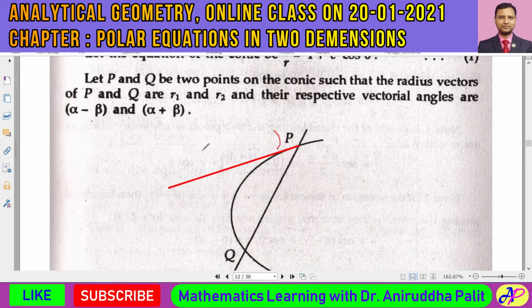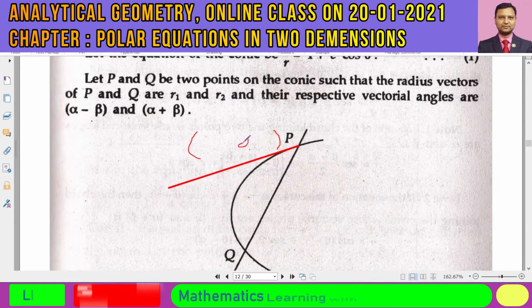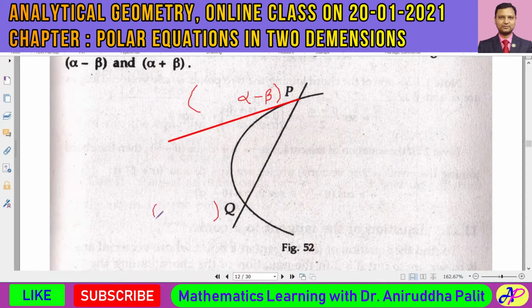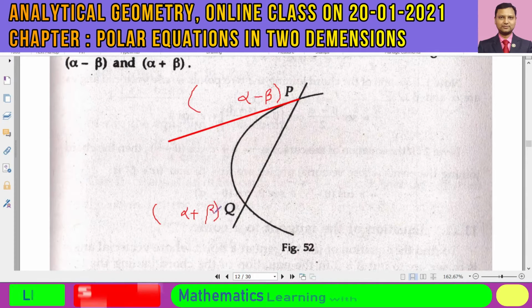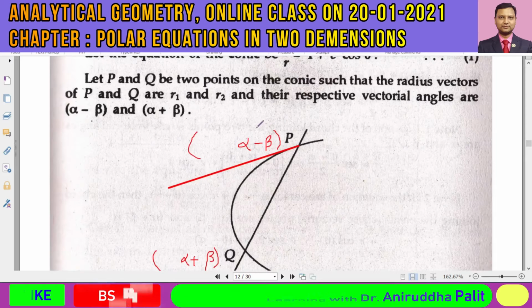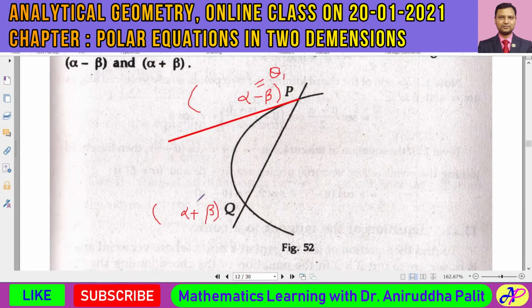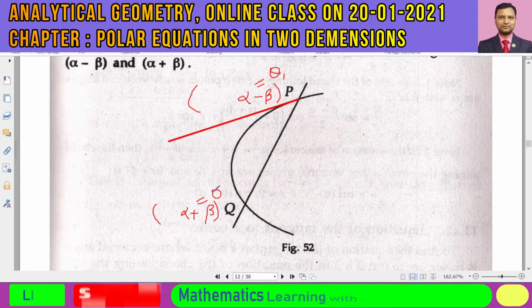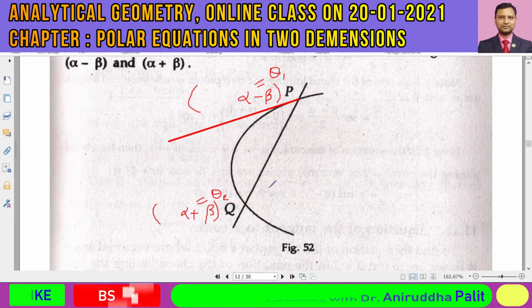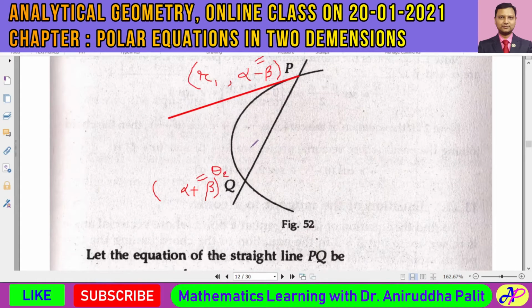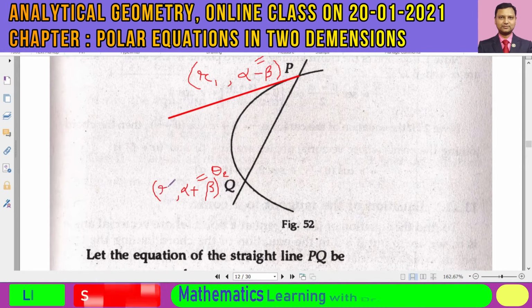Suppose this point P has the vectorial angle alpha minus beta, and this point Q has the vectorial angle alpha plus beta. Why alpha minus beta and alpha plus beta, we shall discuss later on. You could also consider the vectorial angles to be theta 1 and theta 2. Suppose the radius vector of the point P is R1, and the radius vector of the point Q is R2.